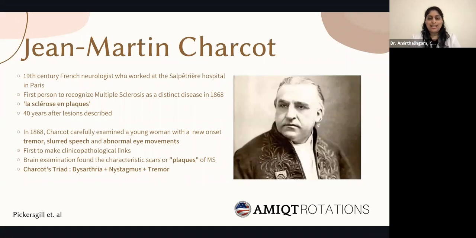In 1868 is when he termed multiple sclerosis as a distinct entity, and he was able to examine a young woman who presented with new onset tremor, slurred speech, and abnormal eye movements. He's also very famous for the well-known Charcot's triad, which is dysarthria, nystagmus, and tremor.